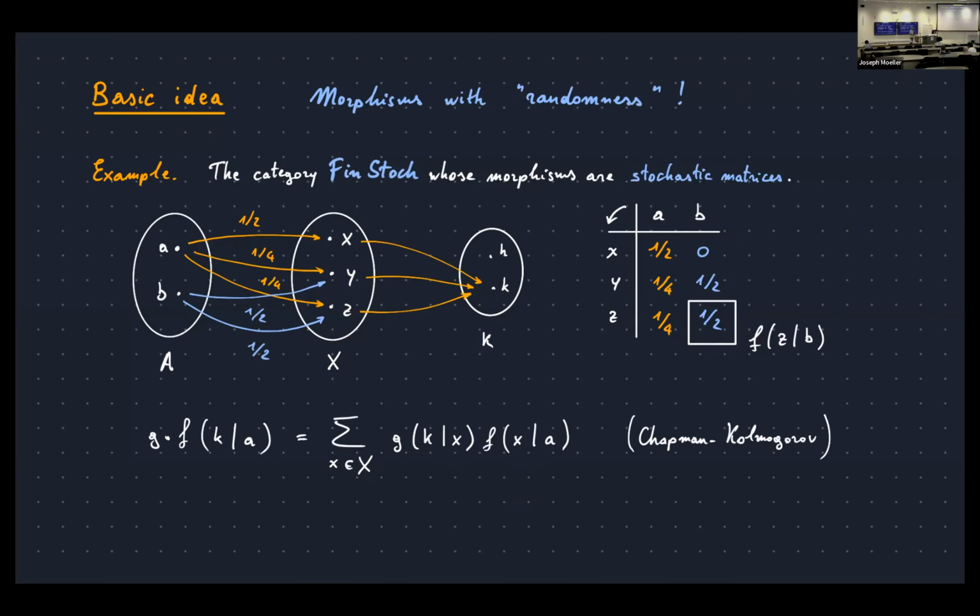And you might also recognize that if these are just the entries of a matrix, thankfully, this is just the row by column product of matrices. So we can just use matrices to do our modeling here.